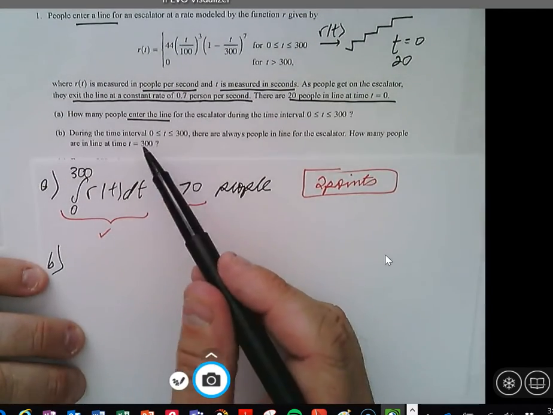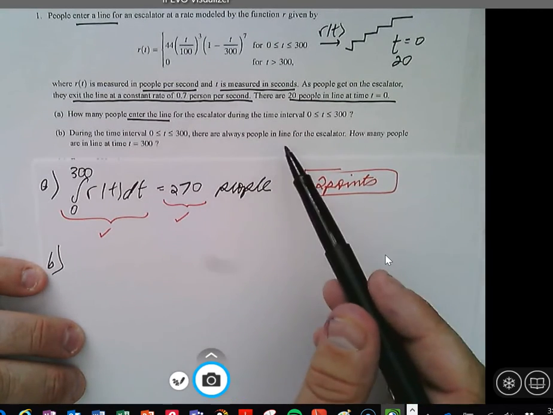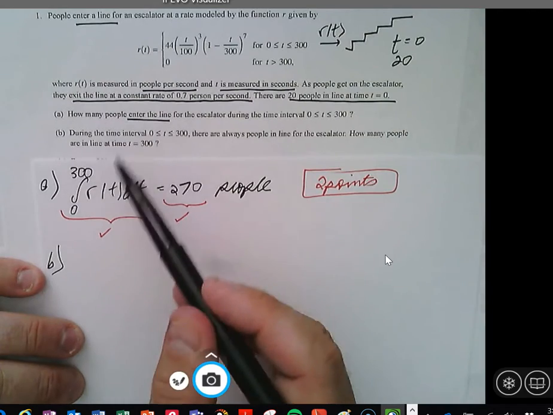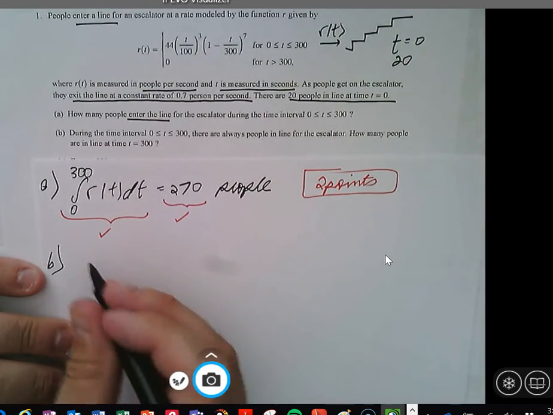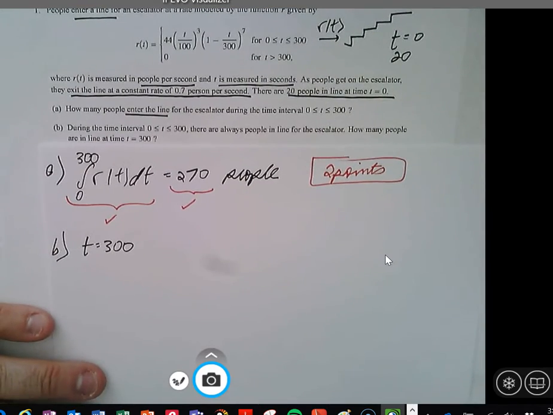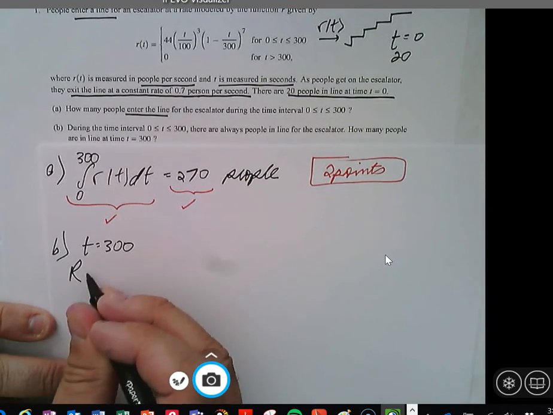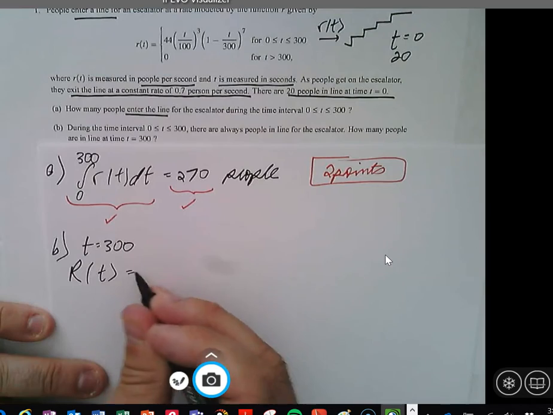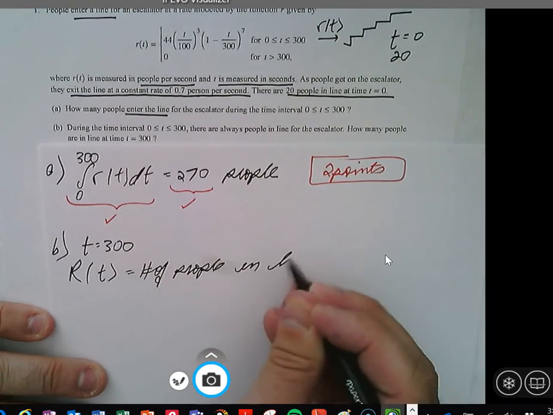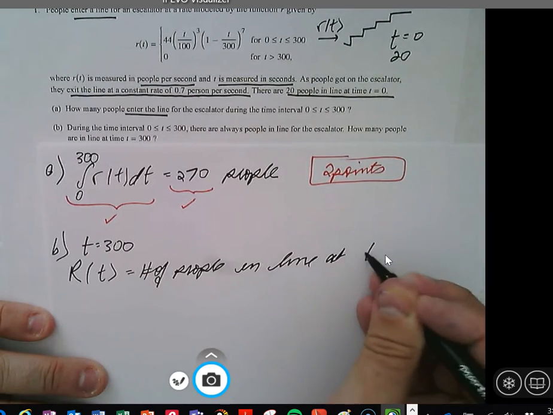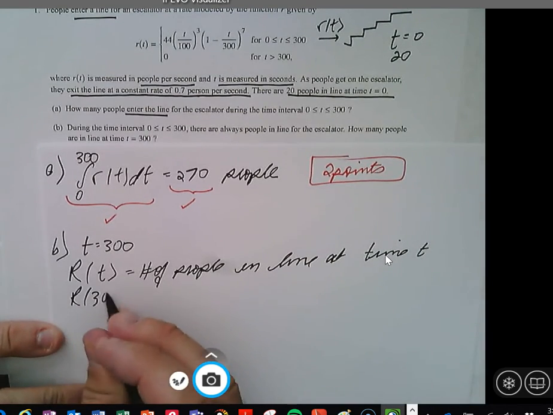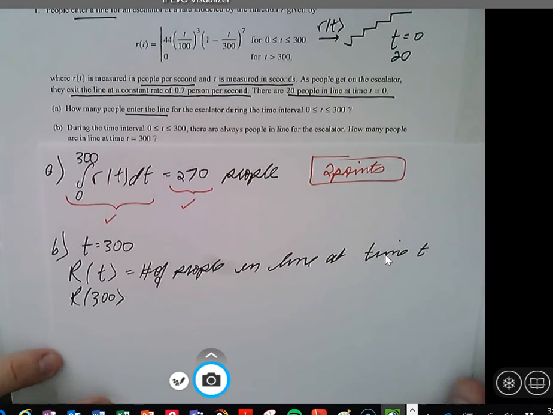During the time interval 0 to 300, there are always people in line for the escalator. Okay, how many people are in line at time t equals 300? So at time t equals 300, how many people are in line? I'm going to define this new function big R of t to be the number of people in line at time t. So what I want is big R of 300.